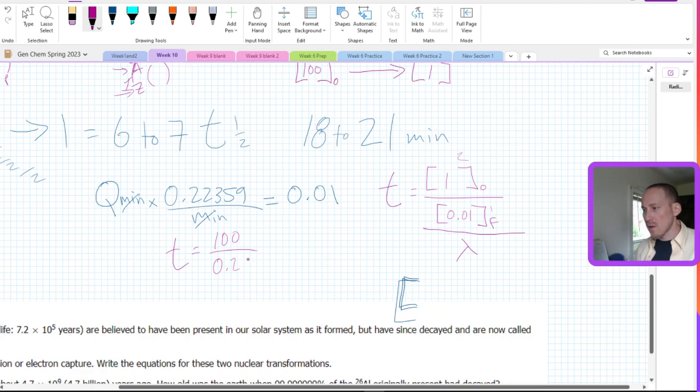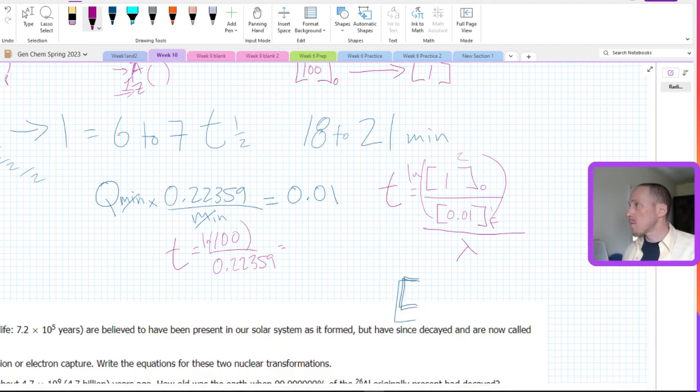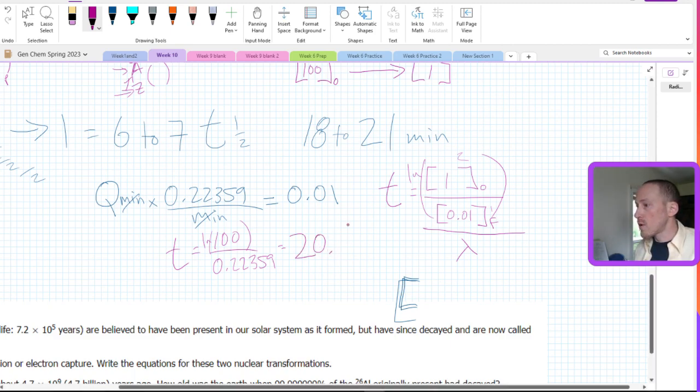Oh, what about the natural log part? It's also the natural log of this. There we go. So the natural log of 100 divided by our rate. So I feel like this is actually going to be correct now. The natural log of 100 is 4 point blah blah blah divided by 0.22359. And now I just got 20.5, which is exactly in that range that I knew it would be in. 20.596 minutes. So there we go.